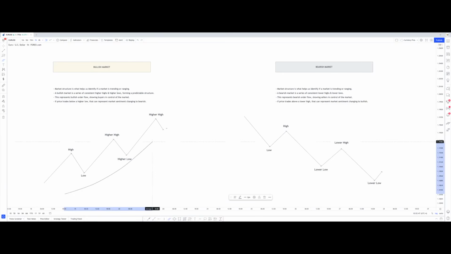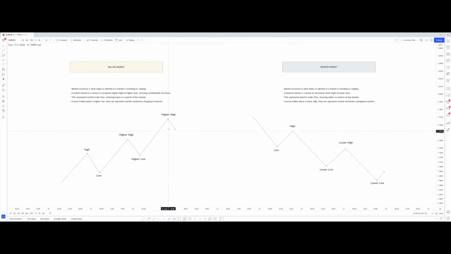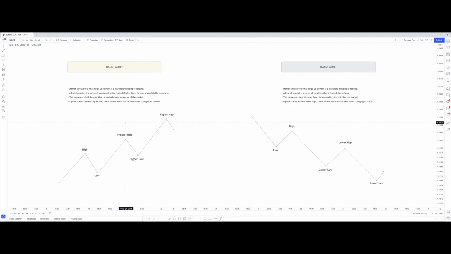In this example and this example, we have trending markets. The market is clearly moving up, the market is clearly moving down. A ranging market is when we're just moving side to side like this, okay? I know most of you know these things, but we have to go over these basics. So the market structure helps us identify whether we should be buying or selling or maybe staying out of the market, okay?